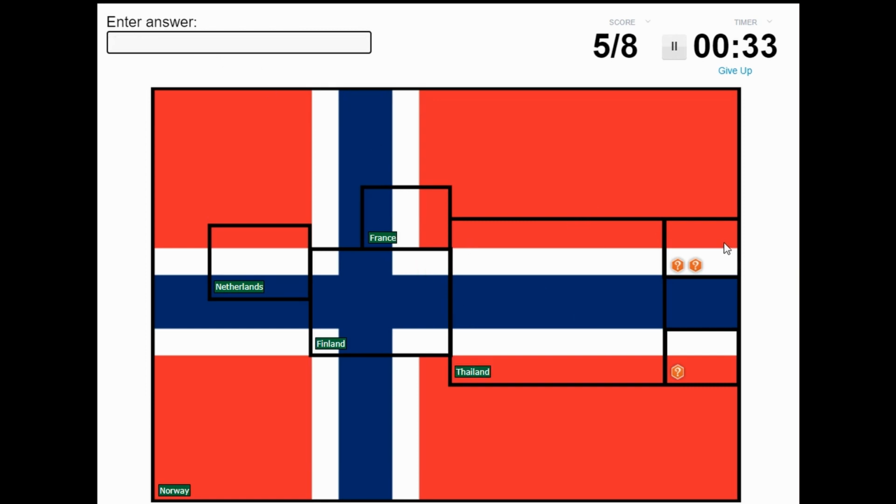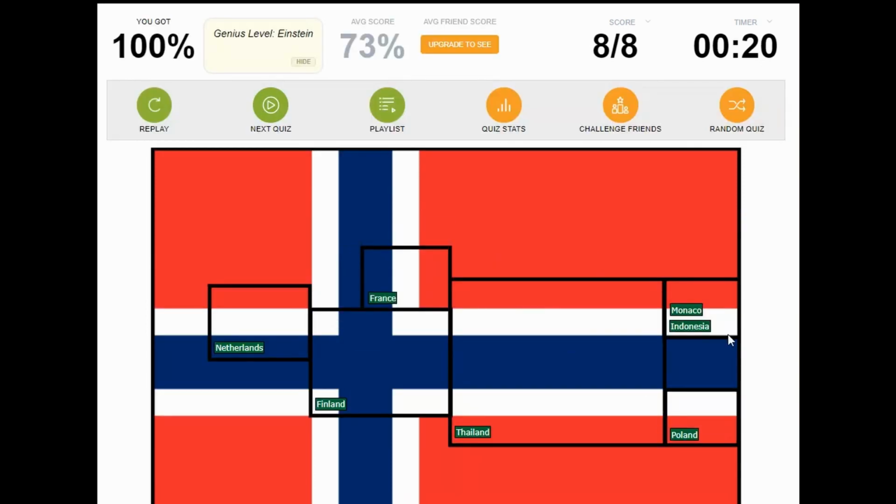And then we've got Monaco and Indonesia have the same flag, and then this one is the opposite of that, which is Poland. Oh, and that's the flags done. So yeah, that was quite a fun little quick one to start us off.